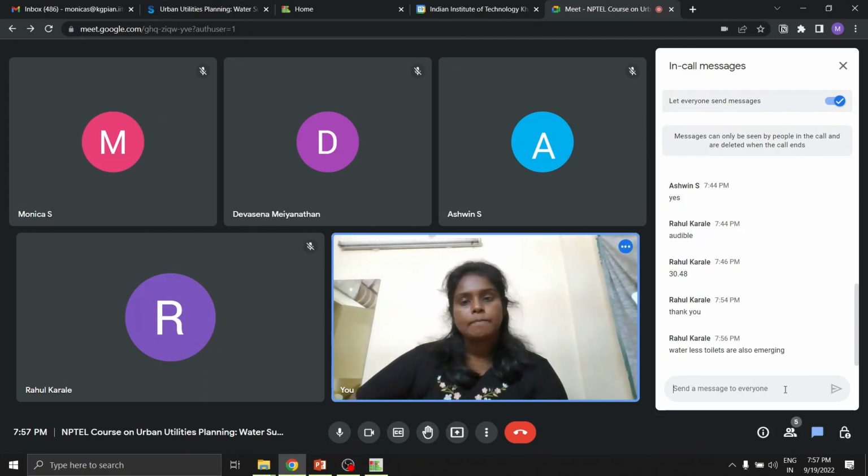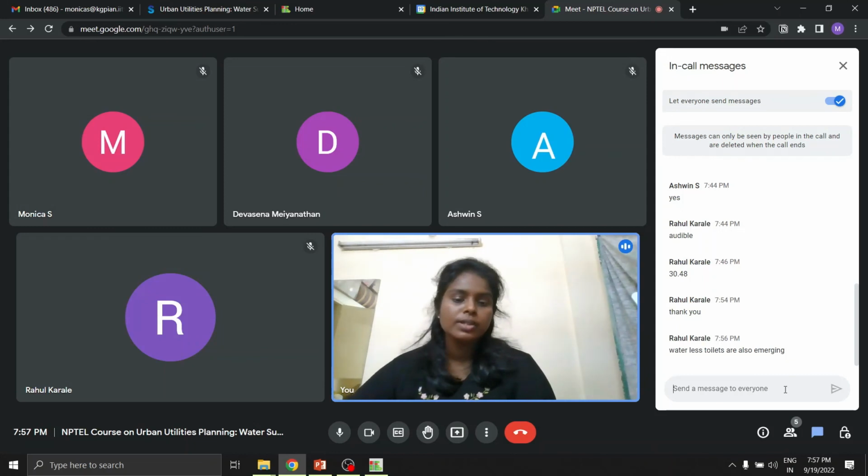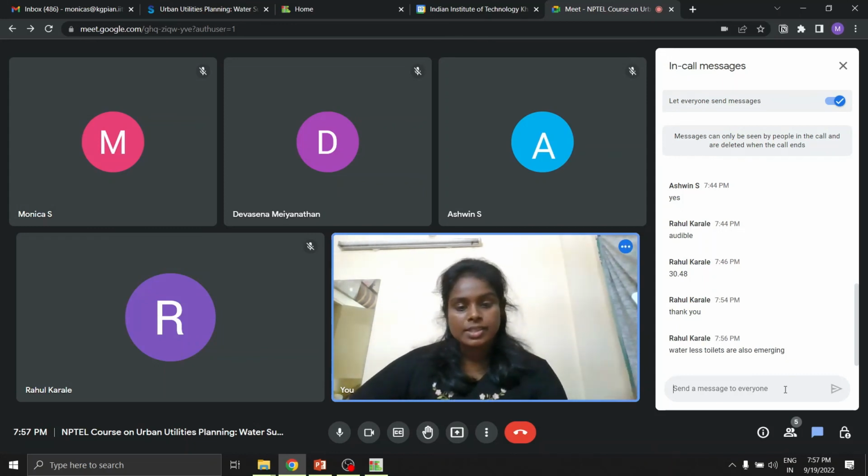So essentially you can also see how interdisciplinary planning is. All these multiple considerations taken in is when you take a planning decision, right?